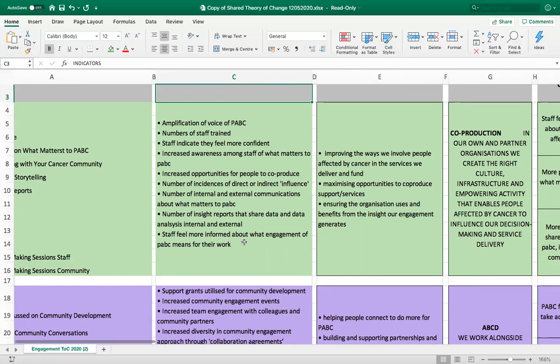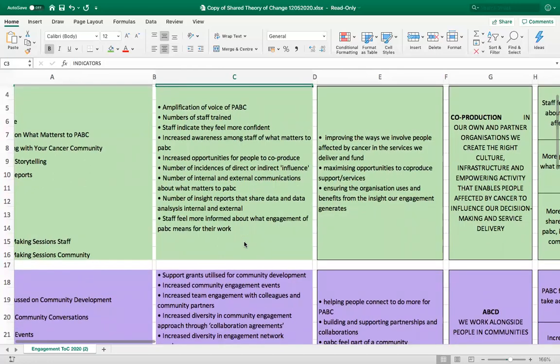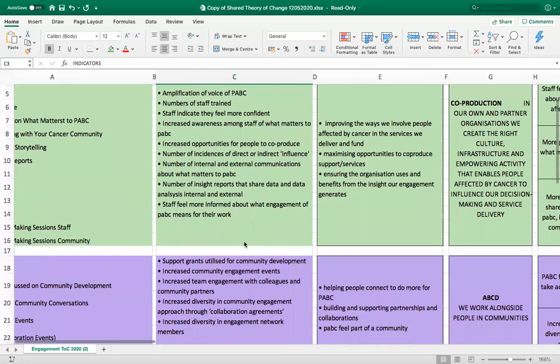Well, perhaps in that circumstance, you might have an indicator which is your self-reported level of understanding from staff of PABC's relevance to their work. And that would be your indicator, and them feeling more informed would be your outcome. So have a look through those indicators again and ask which are measures and which are outcomes.